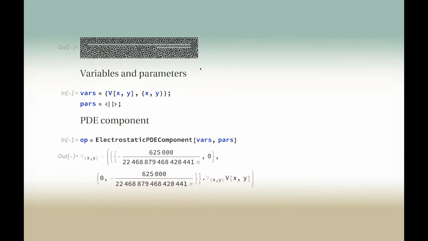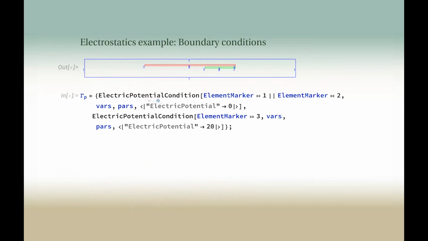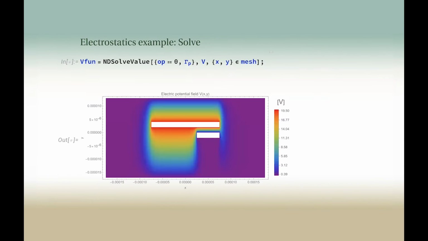Okay, so we set up some boundary conditions. So we use specific markers again to address boundary conditions. So we have an electric potential where the marker is 1 or 2. So 1 and 2 is the electric potential of 0. So that's the ground, so to speak. And where we have an electric marker of 3, that's the red thing here, we have an electric potential of 20 volts. This is then the solution when you compute it with ND-solve. So it's a new field of physics that we just started to explore.